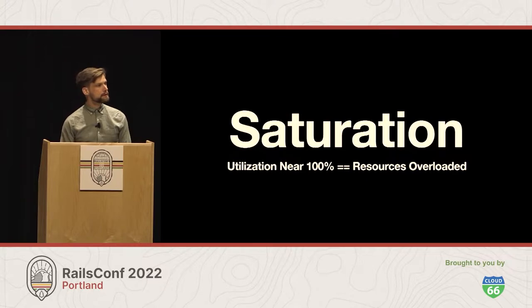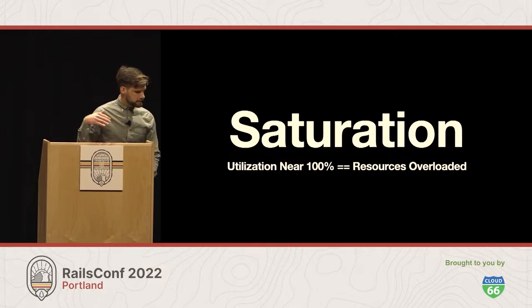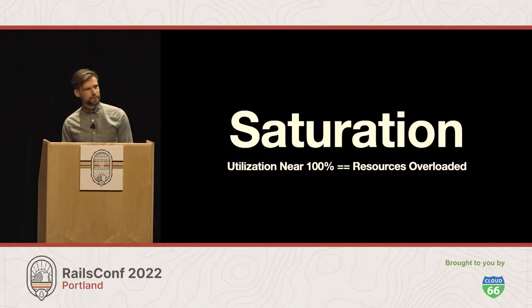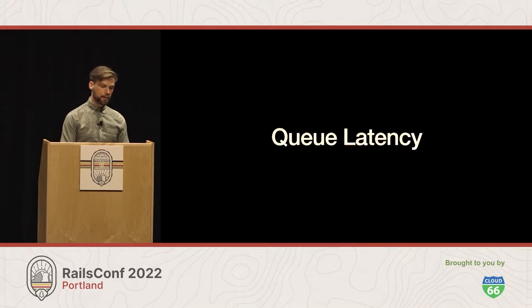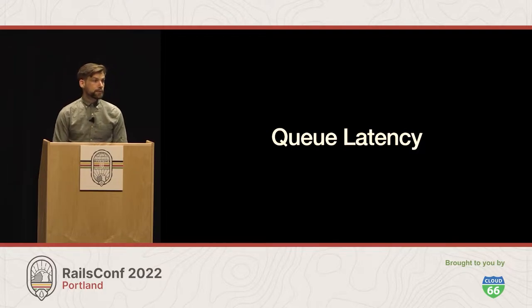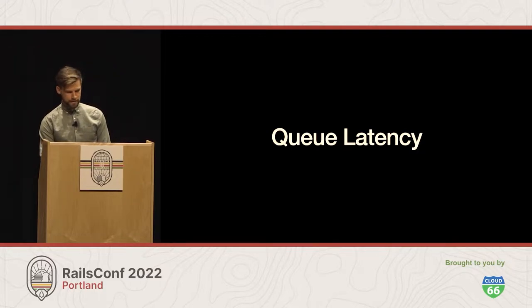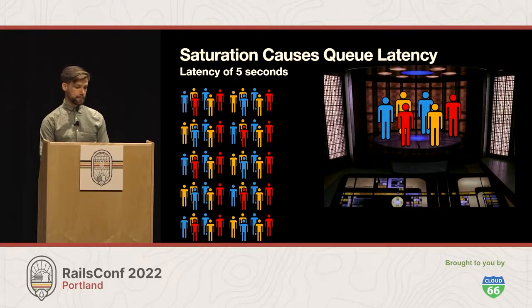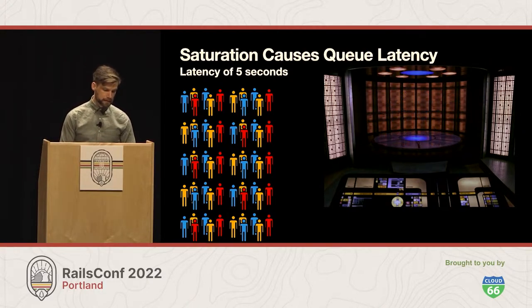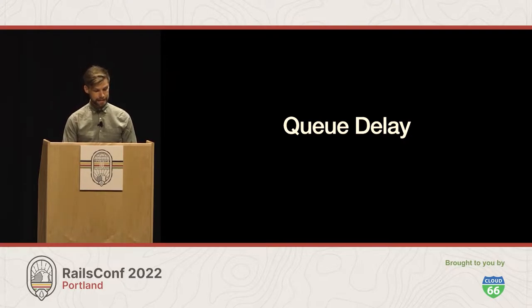Your resources are overloaded. And this is something that is an exponential problem. So if your utilization is above 90%, the closer it gets to 100%, the more the queuing latency will be affected. Queuing latency is just how long it takes to process the next job in the queue. This is, again, something we've already discussed. It takes 5 seconds to process a beam out. And so when we talk about queuing latency, we're just talking about how long does it take to get to that next job. There's also a concept of queuing delay.